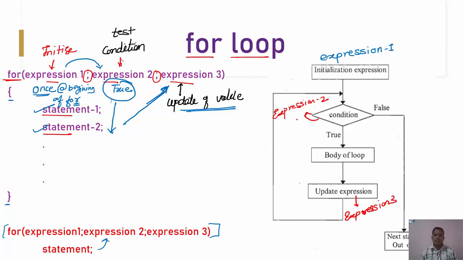Now just try to get this. How do things work here? First, initialize the expression, which means this specific expression 1 gets executed.